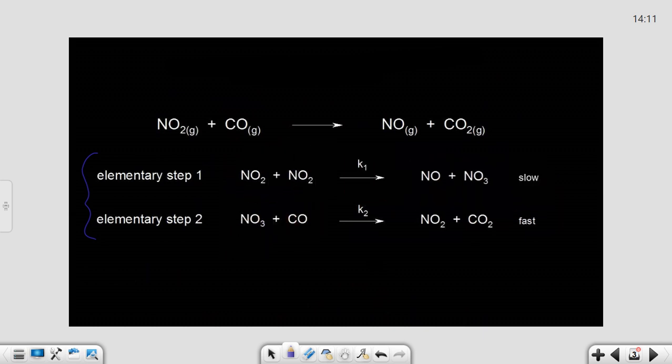So if we look for our actual net reaction here, I have one NO2 on this side, so I can cancel one on that side. My NO3 is an intermediate. It was formed in one step, destroyed in the next, so we're going to cancel that one out. And what am I left with? I've got NO2 plus carbon monoxide gives me nitrogen monoxide plus carbon dioxide. And hey, look, that's my exact reaction that I wanted.